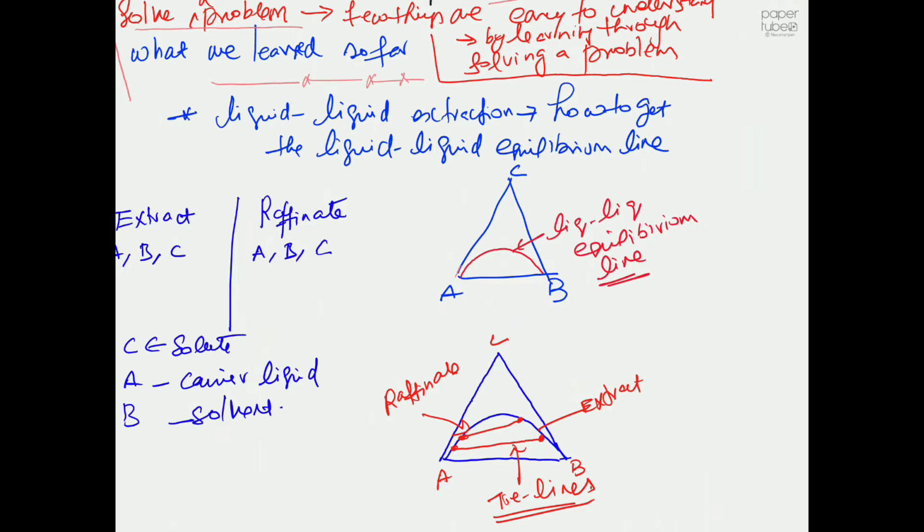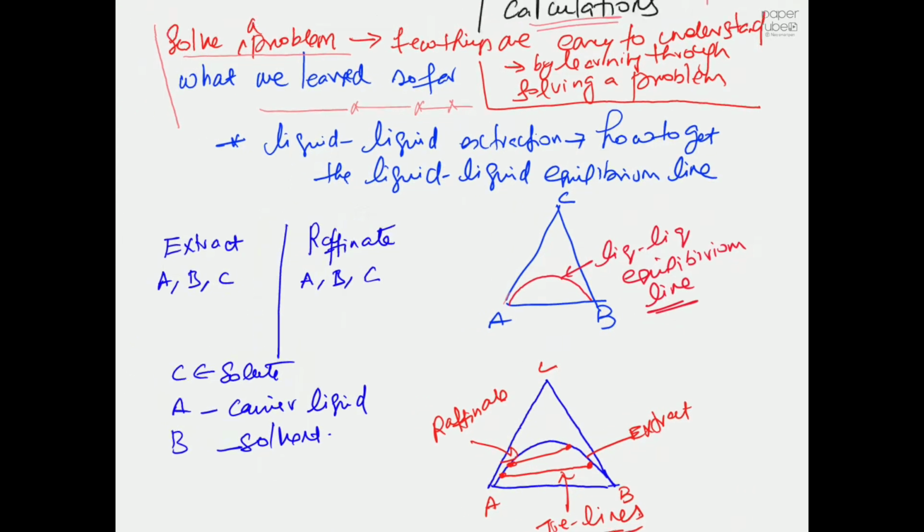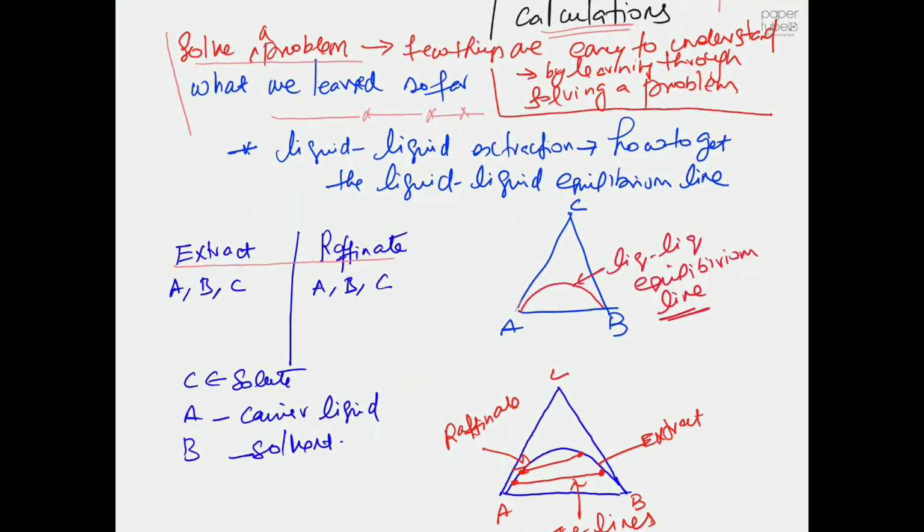Just to remember, we have a liquid extraction. There should be some phase separation. One side should be extract, one side should be raffinate, and both of them might contain three of these components, C, A and B. So you all know what C is. C is your solute, A is your carrier liquid, B is your solvent, and I hope you remember how a liquid equilibrium line looks like in a ternary plot.